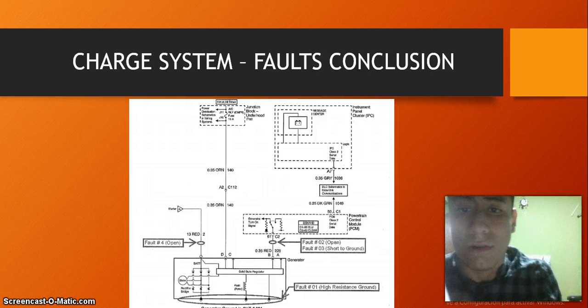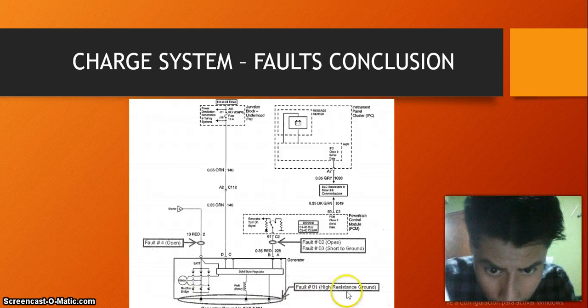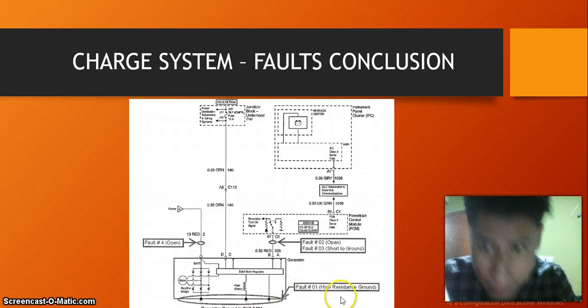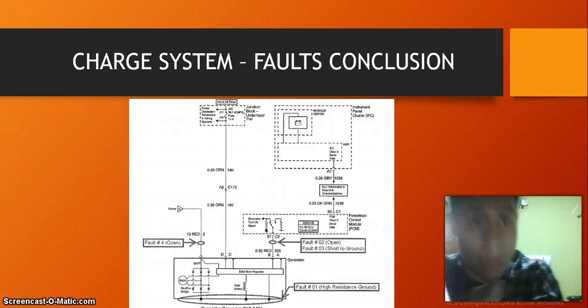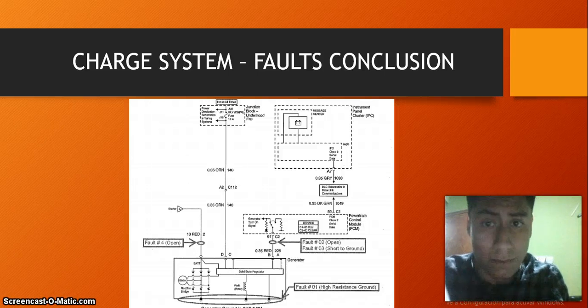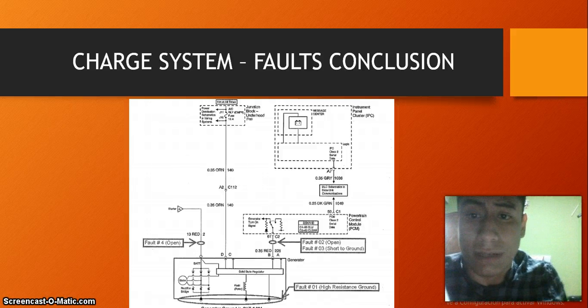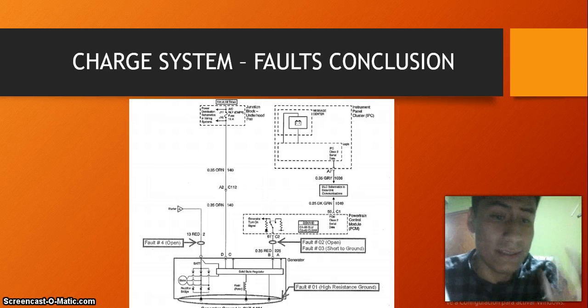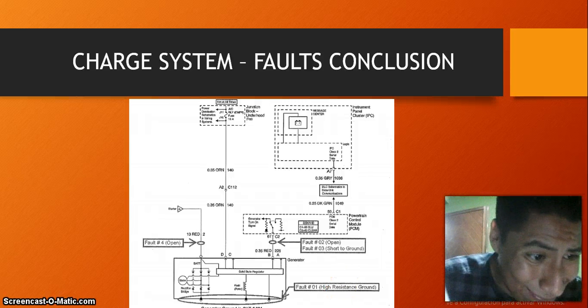The fall of tension occurs as a result of the increase in resistance. We have here fault number 1, high resistance ground. And it was finally determined thanks to the revision of the schematic diagram of the system. And that is the lost voltage drop, with the high resistance on the ground point of the generation ground. Okay.